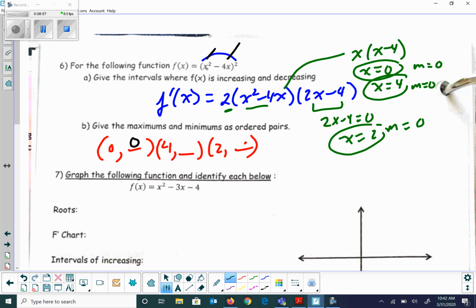If I plug 4 into that, I'm going to get 16 minus 16, quantity squared, which is 0. And then if I plug 2 in up here, I'm going to get 4 minus 8, which is negative 4. And then negative 4 quantity squared is 16. So that's basically where the maximum and minimums live. So I took the derivative, found the x values, plugged those x values back into the original, and that's going to give me my maxes and mins.